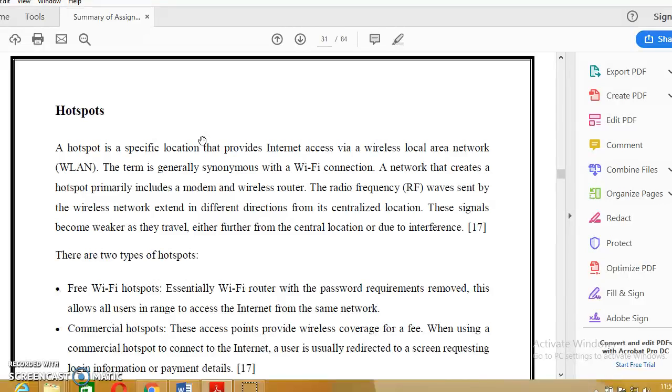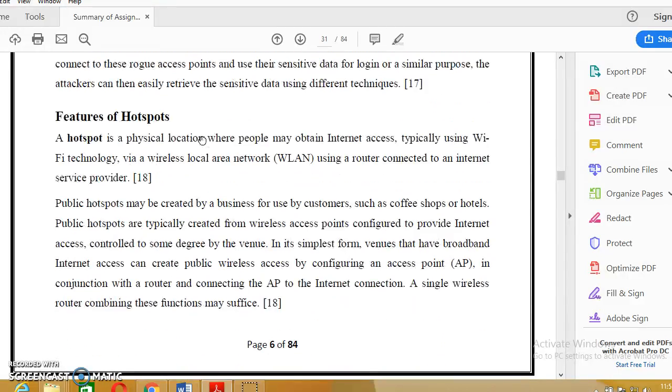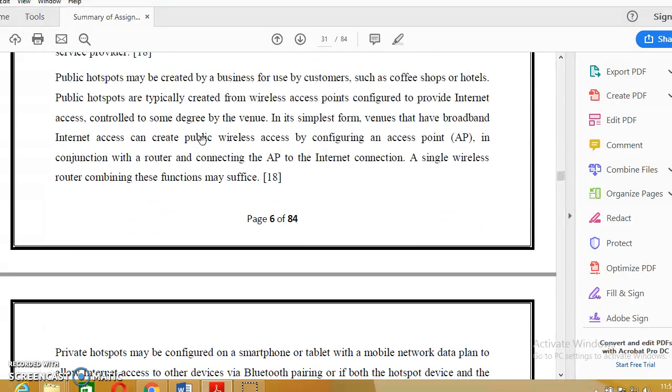Hotspots. A hotspot is a specific location that provides internet access through a wireless local area network. Now the features of a hotspot. A hotspot is a physical location where people may obtain internet access, typically using Wi-Fi technology via a wireless local area network, using a router connected to an internet service provider. A public hotspot may be created by a business for use by customers.